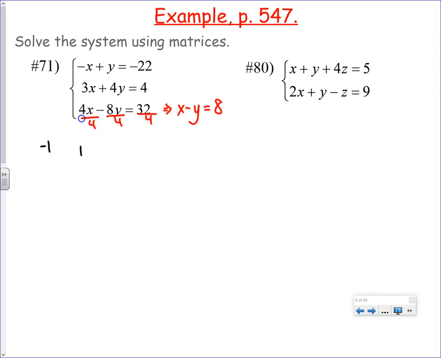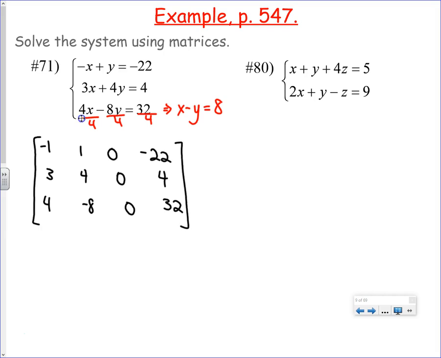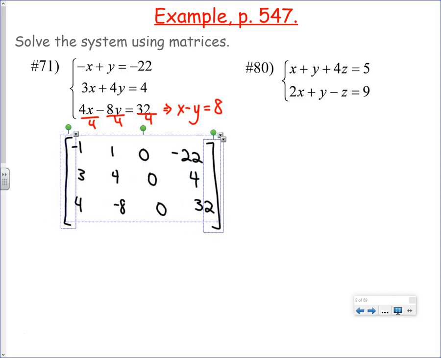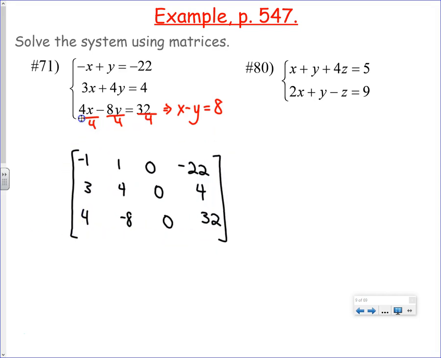Negative 1, 1, 0. And then 3, 4. And then 4, negative 8. You can make it into a matrix that we can actually work with using our RREF. The problem is we have to put in zeros for all of our Z's because they are not in there. And if you try to do RREF to the matrix to check with your calculator, it wouldn't understand if you just put in 3 equations with 2 variables. It doesn't make sense to it unless you allow for the Z column.